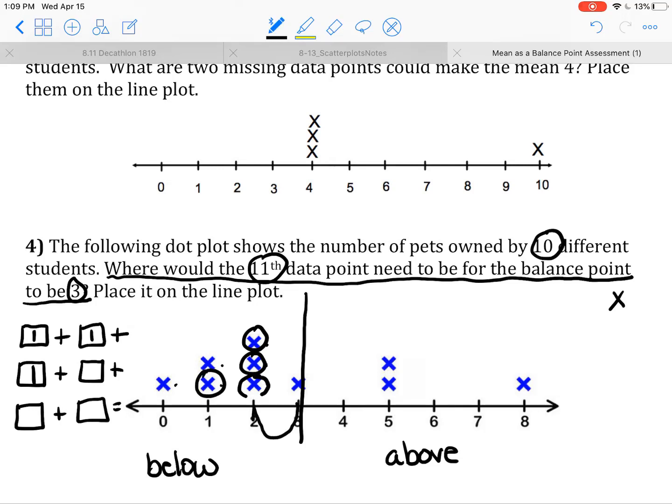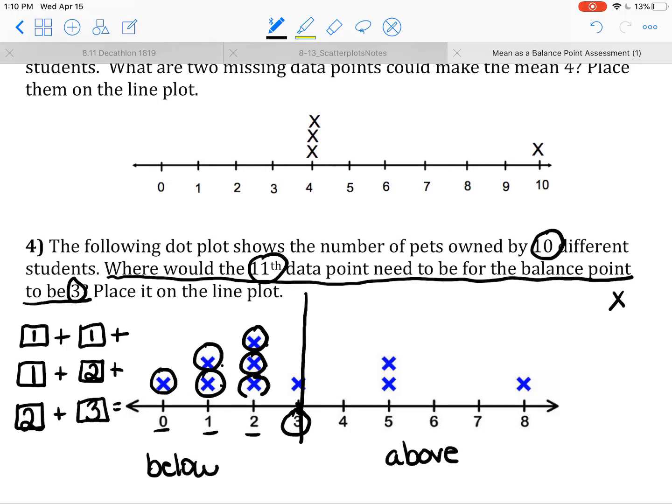This x is 2 away from the balance point, and this x is 2 away from the balance point. Finally, this x is 3 away from the balance point. So we're not adding the actual numbers that the x's represent. We are not adding up 0, 1, and 2. We are adding up their distance from the balance point, 3. So that's why we don't see any zeros here, and that's why we see a 3 here.